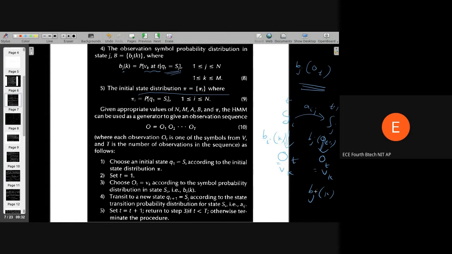We know all this. But what is the probability of the initial state? You start the observation O1, O2, O3. What is the probability of the initial observation? We need that as well. There are n possible states. What is the probability that the first state is Si out of those n states? This is given by pi.